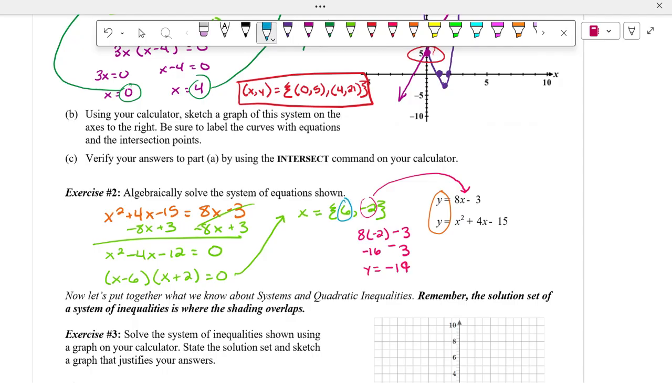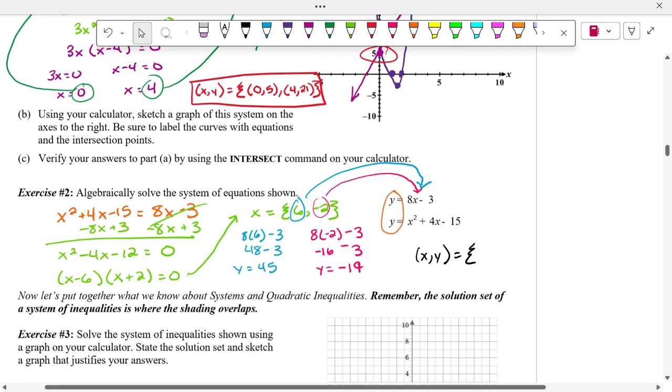All right, I'm going to do the same thing for 6. I'm going to plug it in. So I have 8 times 6 minus 3, so that's 48 minus 3. So y is equal to 45. So then if I combine them, my set of x, y will be the solution set of negative 2, negative 13, and 6, 45.